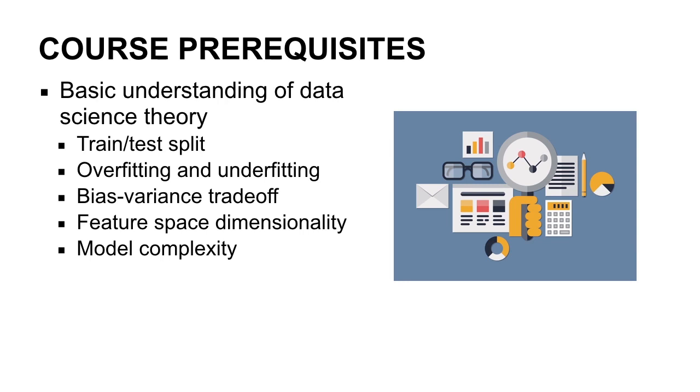It would be useful to have some basic understanding of data science theory. For example, what is train and test split, and why do we do that? What is the difference between overfitting and underfitting when you're training a model? Having some kind of intuition about the bias-variance trade-off, and some understanding about what we mean when we talk about feature space dimensionality of our dataset, and how that compares to our model complexity.